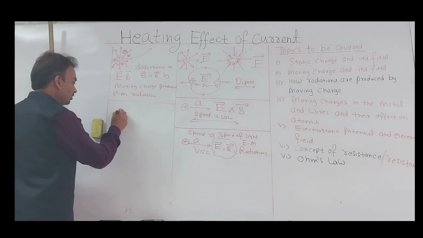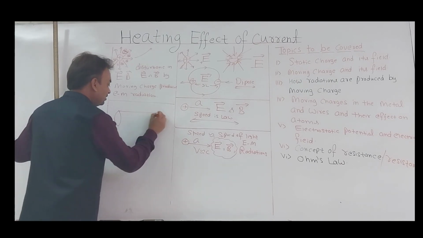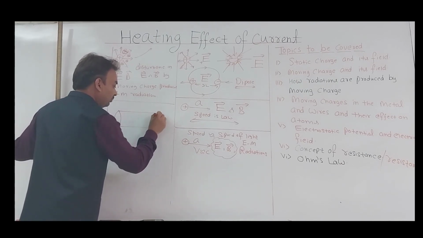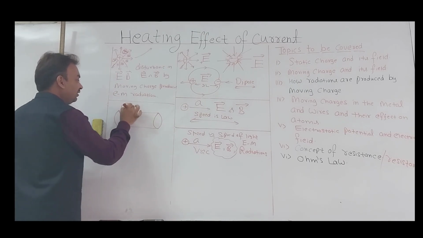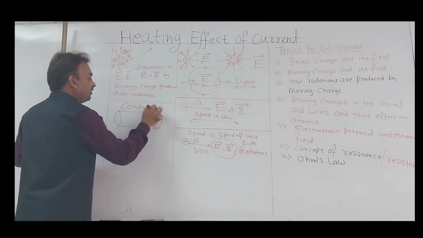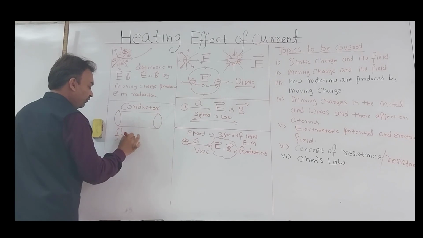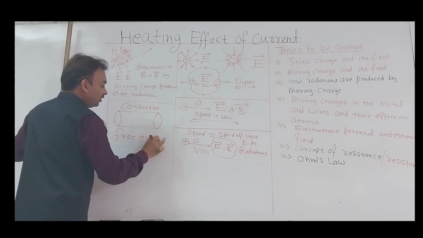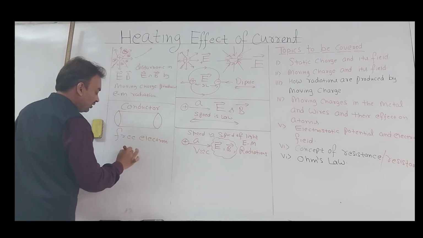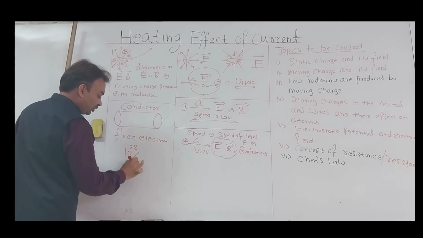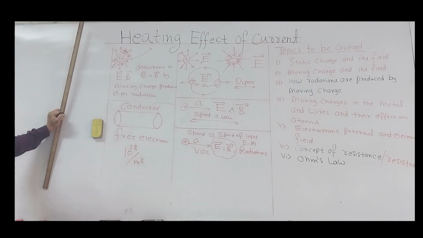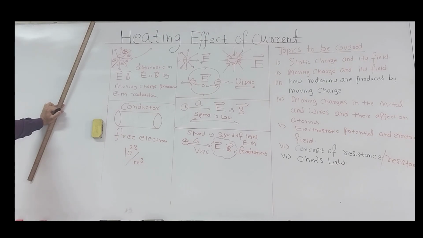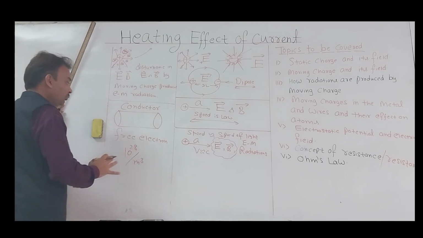So let me take a conductor. Assume this is a conductor having a large number of free electrons. How many free electrons are there? 10 raised to the power 28 electrons per meter cube in the metals, right? So the metal piece, the wire, has 10 raised to the power 28 electrons per meter cube, and the electrons are moving.